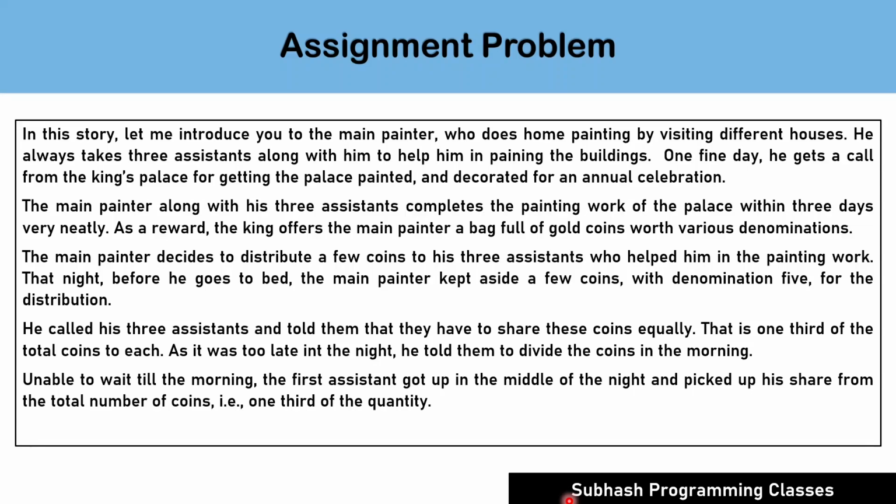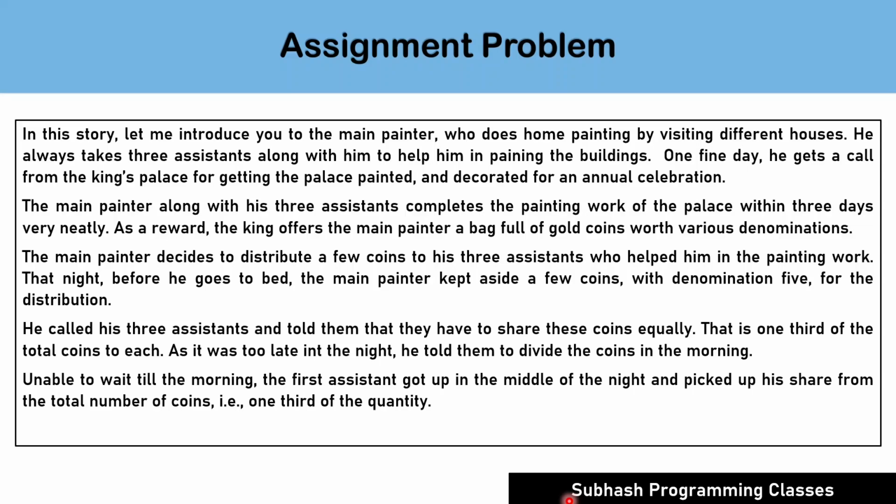As a reward, the king offers the main painter a bag full of gold coins worth various denominations. The main painter decides to distribute a few coins to his 3 assistants who helped him in the painting work. That night, before he goes to bed, the main painter kept aside a few coins with denomination 5 for the distribution. He called his three assistants and told them that they have to share these coins equally. That is, 1/3 of the total coins to each. As it was too late in the night, he told them to divide the coins in the morning.